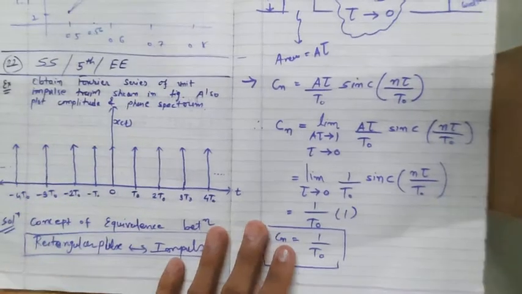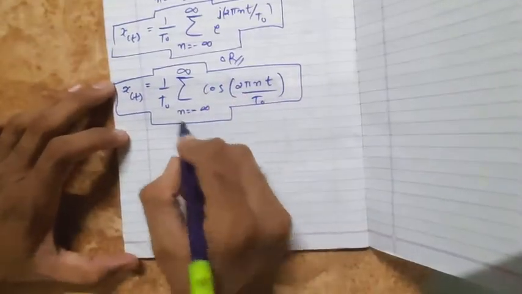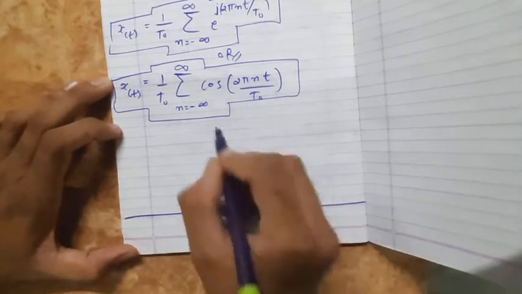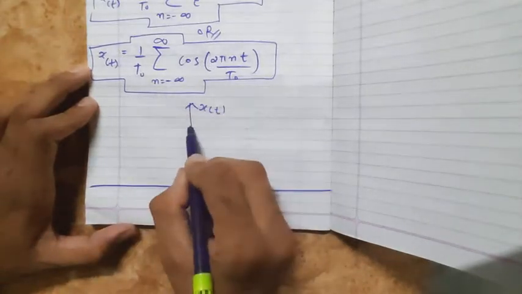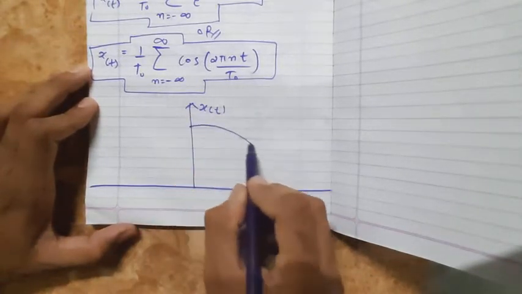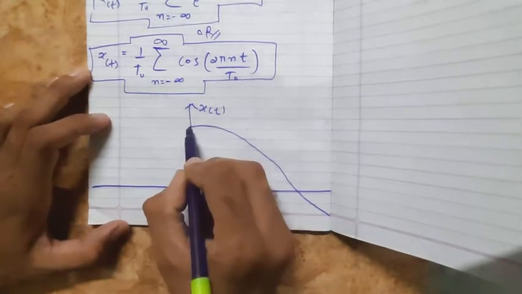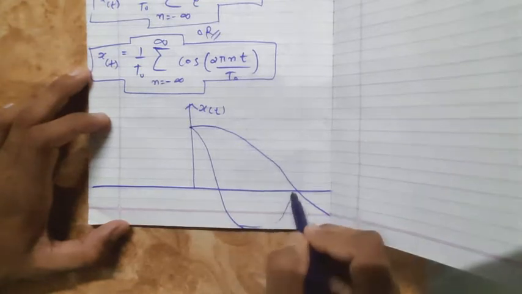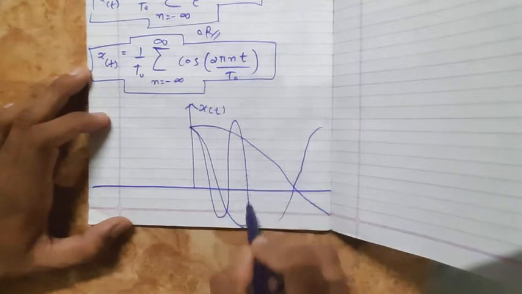And you will get this term. Are you getting my point? What I want to say, I am going to plot it here. 1 upon T0 is the magnitude, so let's keep that. Cosine fundamental, let's say, here it is the second harmonic, something like this. Third harmonic or fifth harmonic and so on.